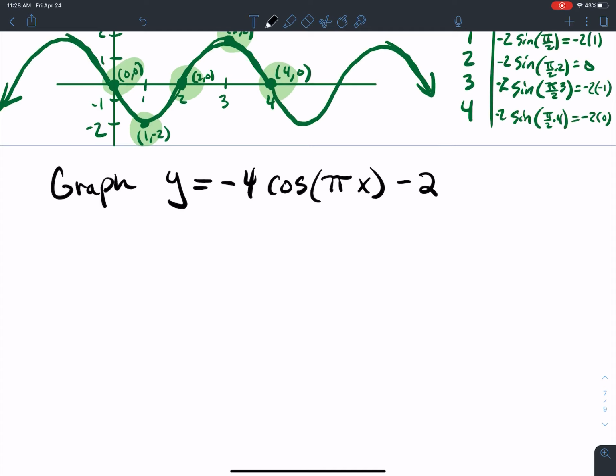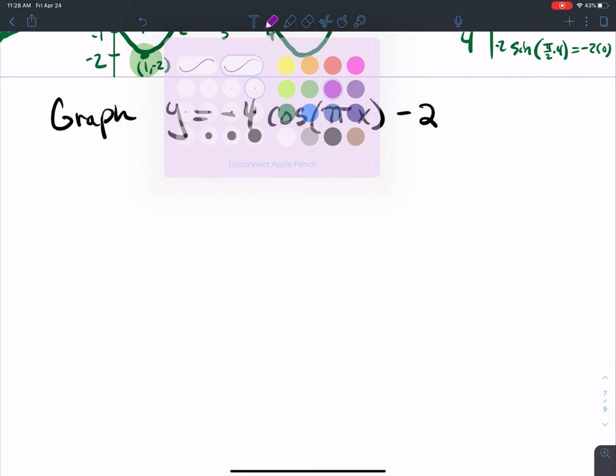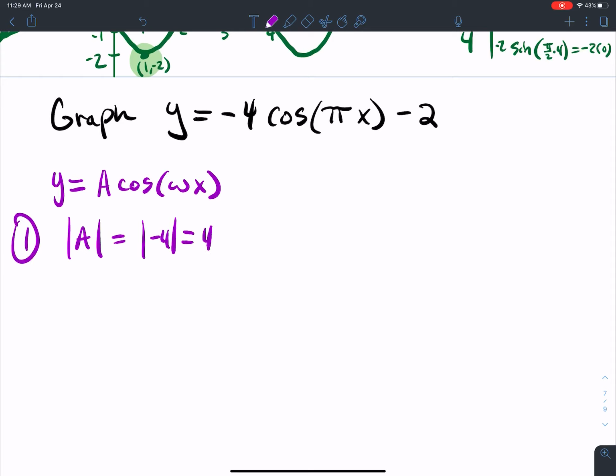So let's just work through this and see what happens. Let's first figure out the amplitude and the period. So number 1, let's do the amplitude and period. I want y equals a cosine omega x. So the amplitude A is the absolute value of negative 4, which is 4. So the first thing, amplitude is 4, right?